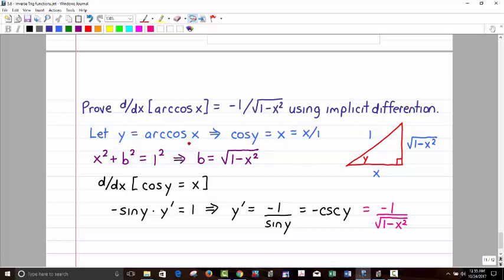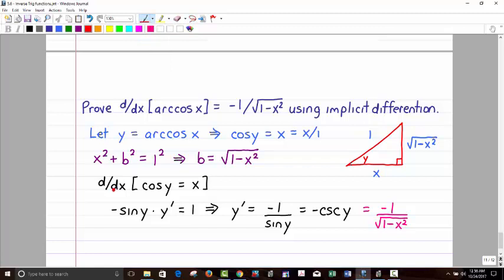So I'm letting y equal arc cosine of x, which then means cosine of y equals x. Or more specifically, x over 1, because I'm going to need a triangle to finish this problem. So if cosine is x over 1, it's adjacent over hypotenuse. And then Pythagorean theorem will give you the square root of 1 minus x squared on that other side. I could have done the triangle later.